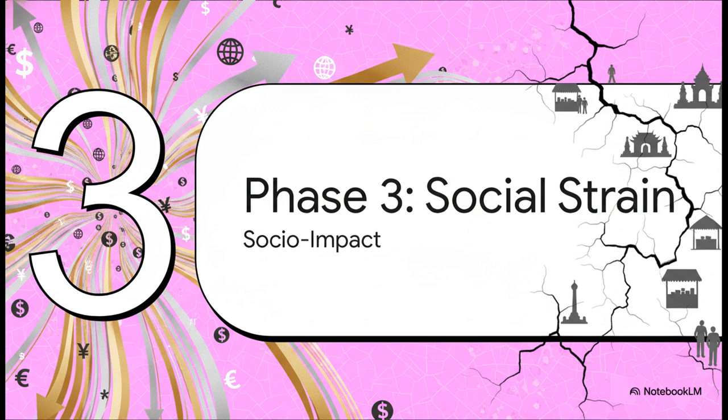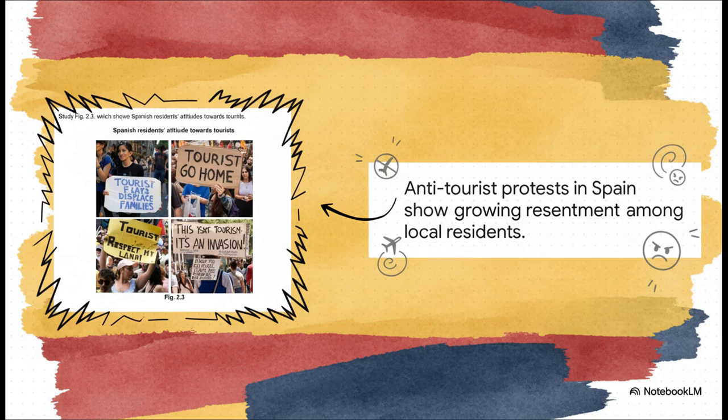And that brings us to our final phase, phase three. This is where the rubber really meets the road. It's where those huge global trends of wealth and economic growth come crashing down into local reality. And that creates some major social problems. I mean, just look at these powerful images of protests in Spain. They're not just pictures. They're your evidence for analyzing the negative impacts of mass tourism. You've got signs reading, "Tourist go home," and "This isn't tourism, it's an invasion." I mean, that tells a very, very clear story, doesn't it?